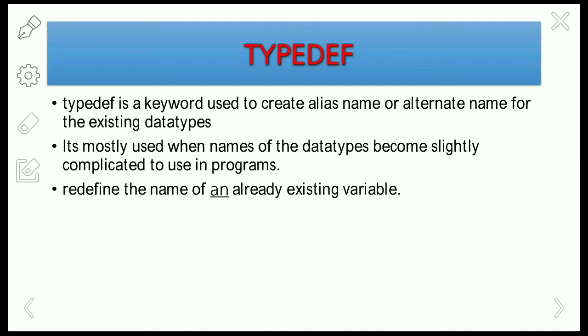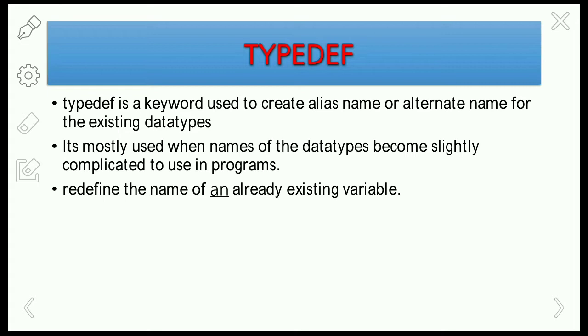Suppose a close friend's name is very difficult to spell. Then we will call him by a nickname, right? Here the nickname acts like an alias name or alternate name for the person. We are not modifying the original name of the person. To call that person easily, we call him by the nickname.